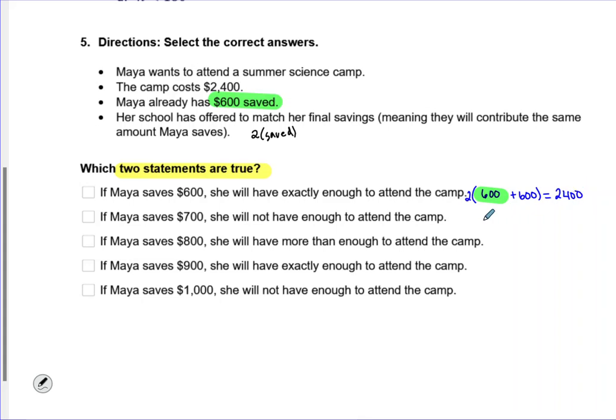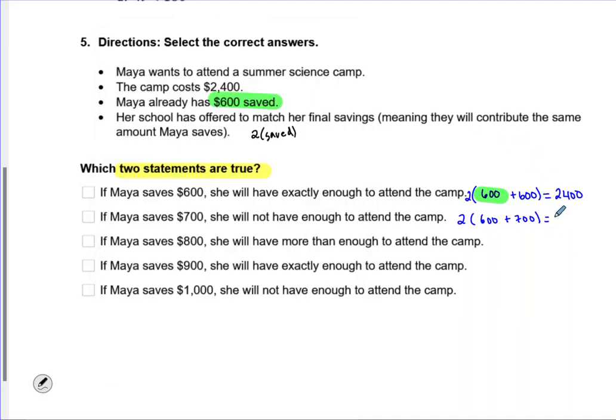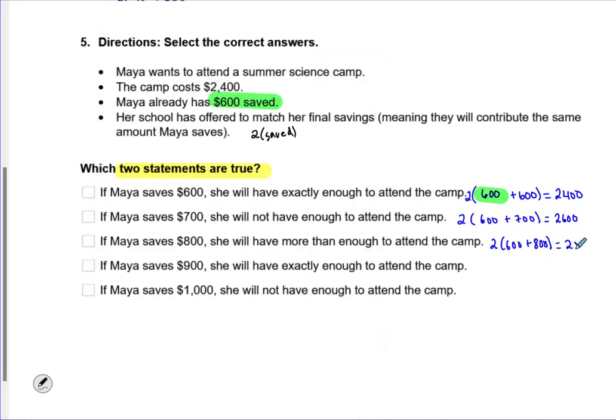I'm just going to go down the list and see exactly how much she has for each scenario. So if she saved 700 more, she would have 2600, and so on. I'm just going to go down the list and see how much she would have for each amount that she saves. So this would have 2800.